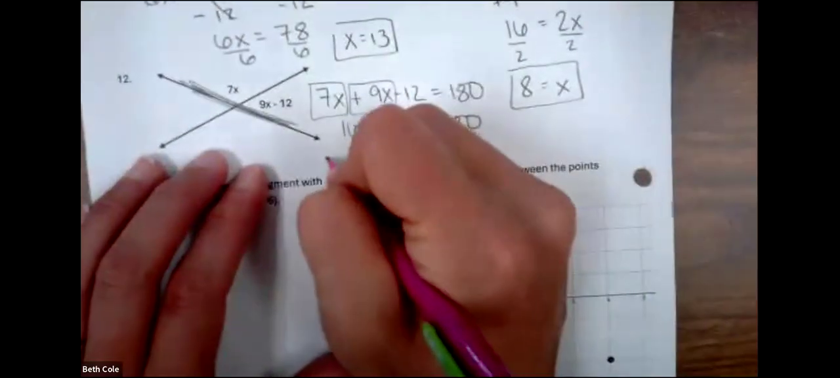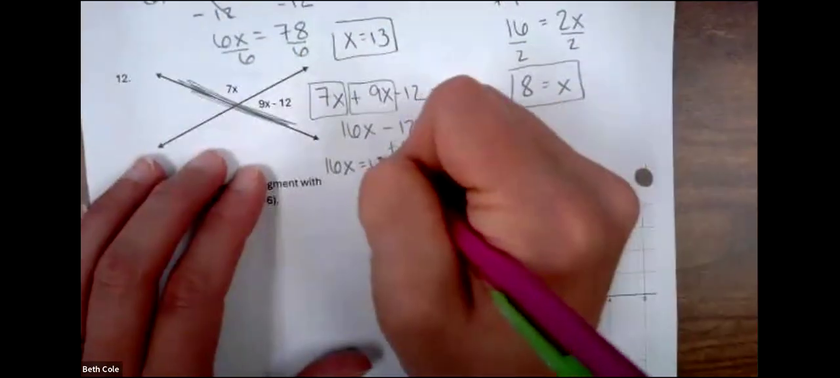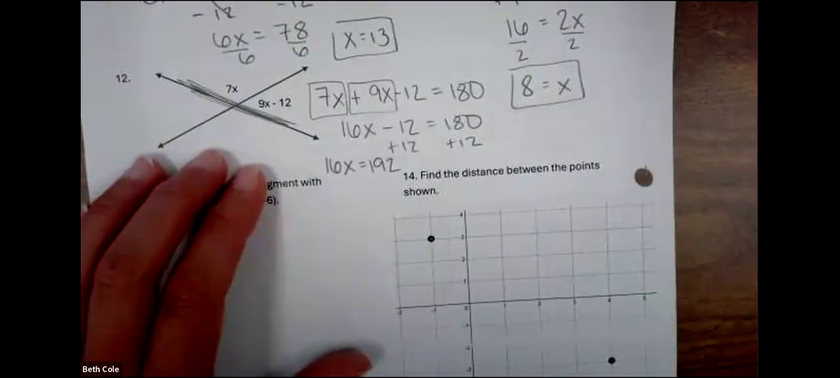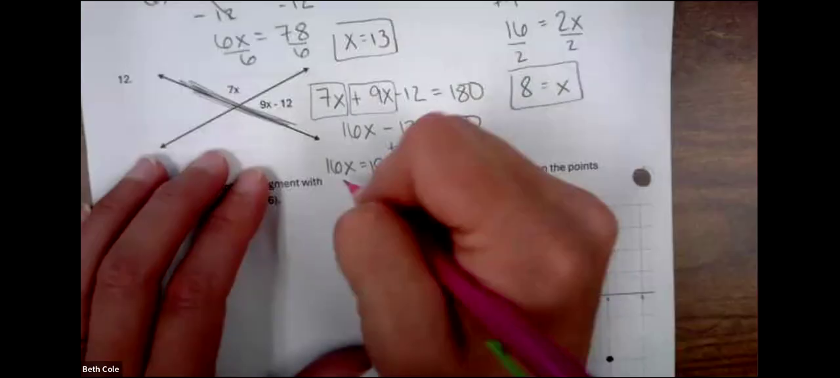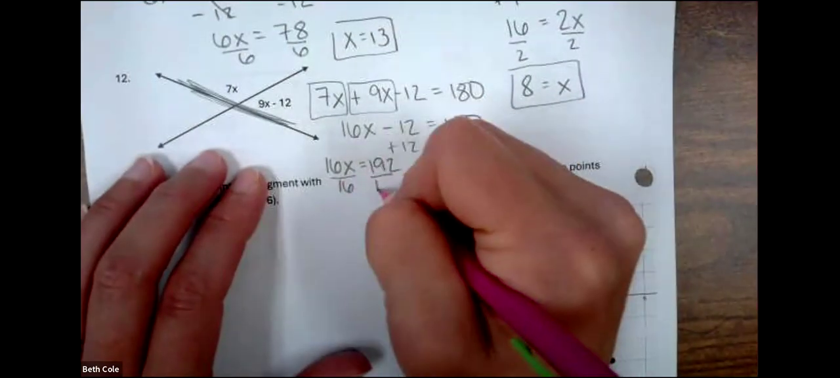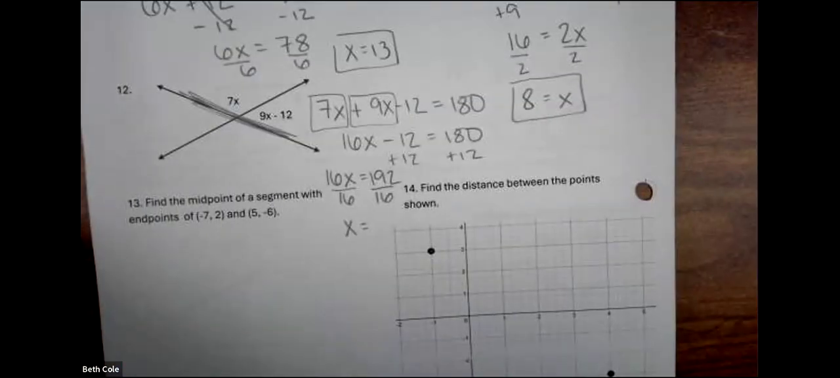Thanks for sticking in there with me. I kind of ran out of space. I wrote too big. 16x equals 192. And then last step, divide by 16. I don't know 192 divided by 16 off the top of my head, so hold on a second. 192 divided by 16. I got 12.